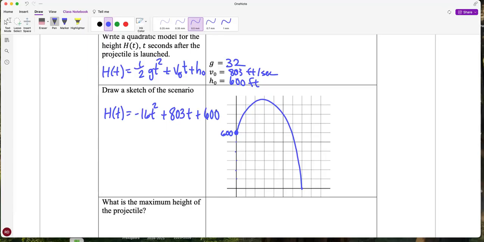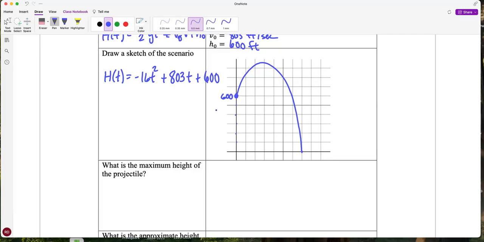What is the maximum height? Well, the maximum height, they're asking me for the y value of the vertex. Well, I really can't find the y value of the vertex until I find the x value. Okay, so t is going to be negative b over 2a. So that is going to be negative 803 over 2 times negative 16. So if I do that on my calculator, 803 divided by 32, that's 25.093.